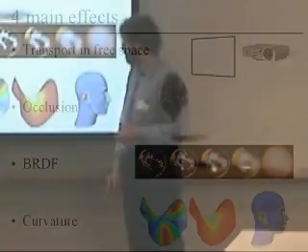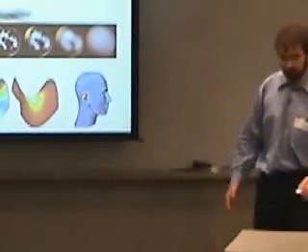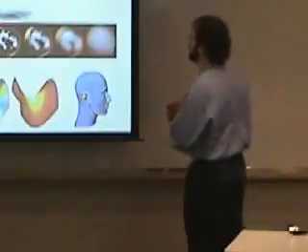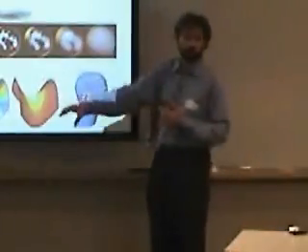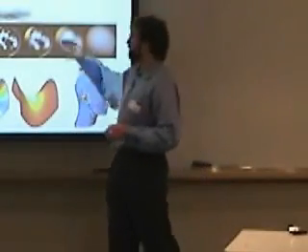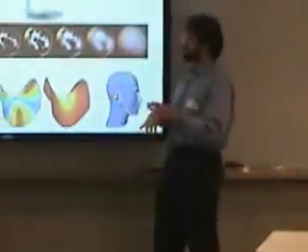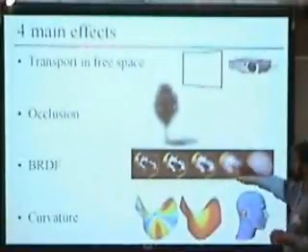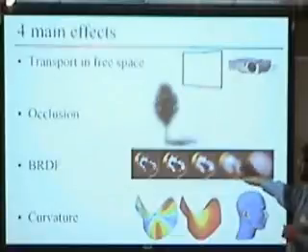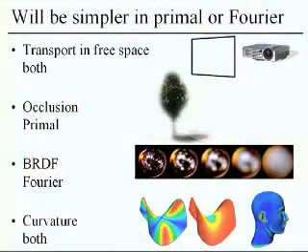And so the four main effects that we study and that affect frequency content or transport in free space, where the signal gets transformed. Occlusion, where, as we said, usually there's a lot of high frequencies that are created. Then the BRDF, which is fairly similar to the Ramamoorthi or Basri case, where we typically convolve the signal with the BRDF kernel. And finally, we'll study the effect of curvature that does also weird things on the signal.